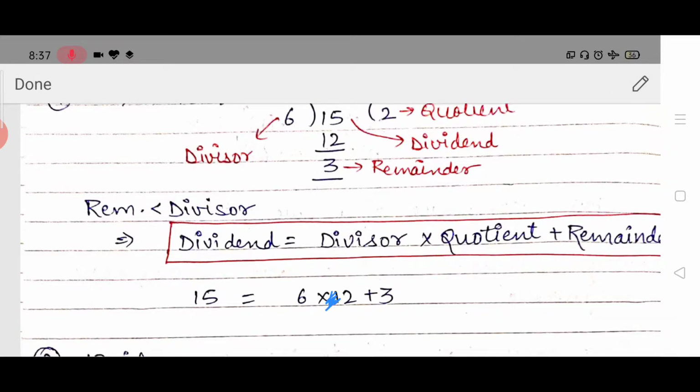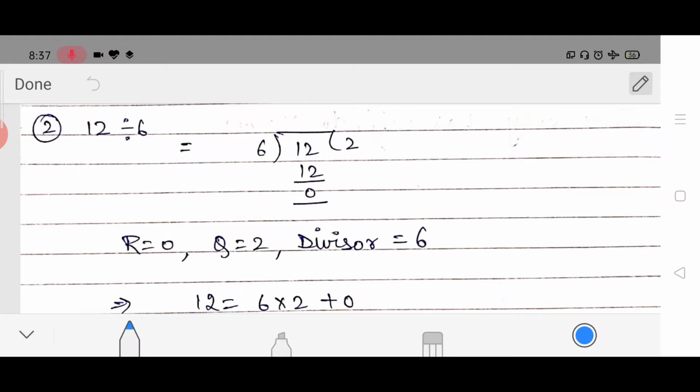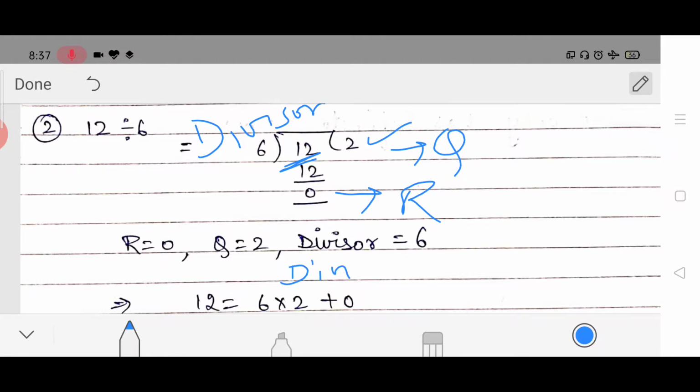Now moving on to our second example, we have two numbers, 12 and 6. If we divide 12 by 6, what will we get? 6 2s are 12, so here the quotient is 2 and the remainder is obviously 0, the divisor is 6 and 12 is the dividend. So based on our formula, dividend is equal to divisor into quotient plus remainder.